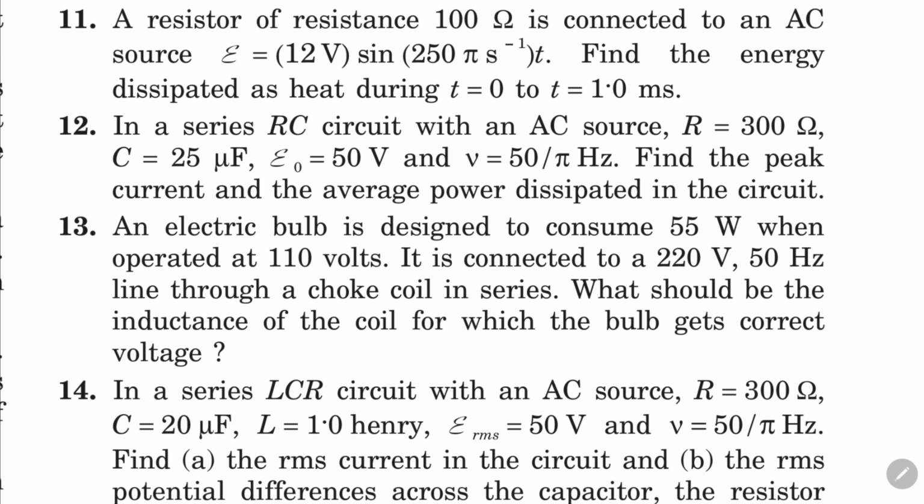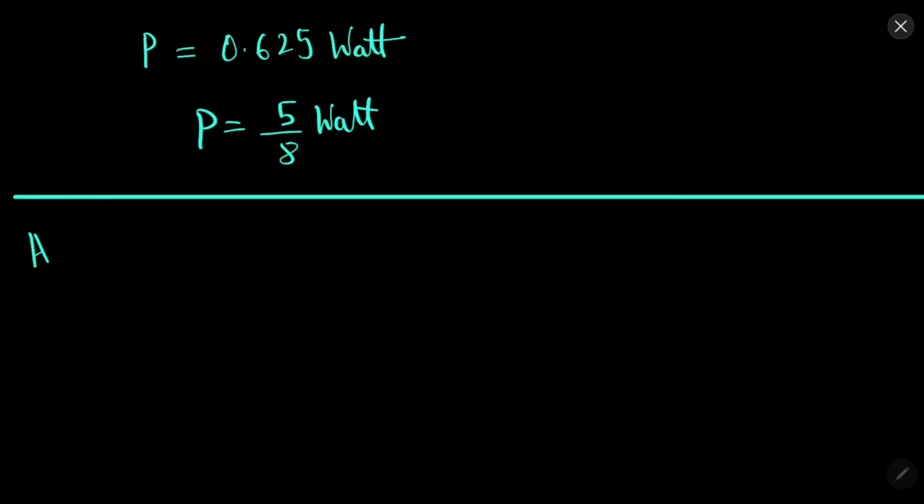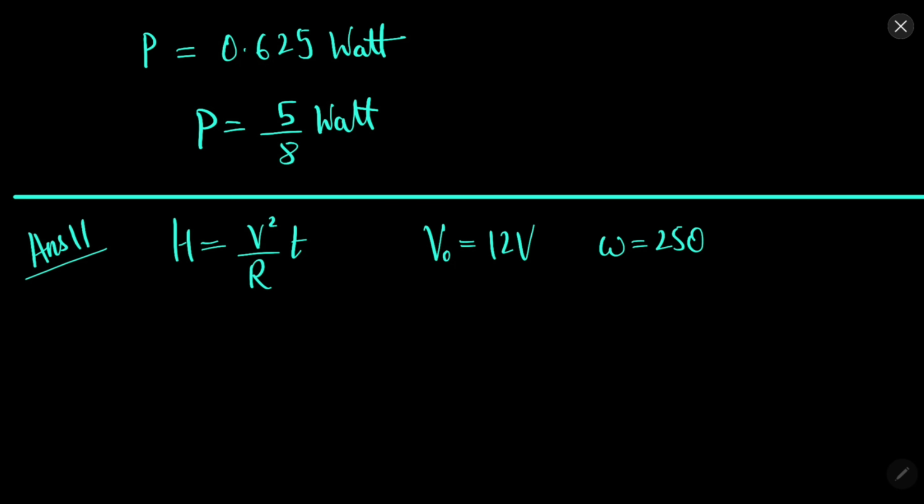In question 11, a resistor of some resistance is connected to an AC source. Voltage is given. We need to find the energy dissipated as heat during 0 to 1 millisecond. So the 11th one, we know that heat is V square over R into T. V naught is 12 volt. Omega is 250 pi. R is 100 ohms.